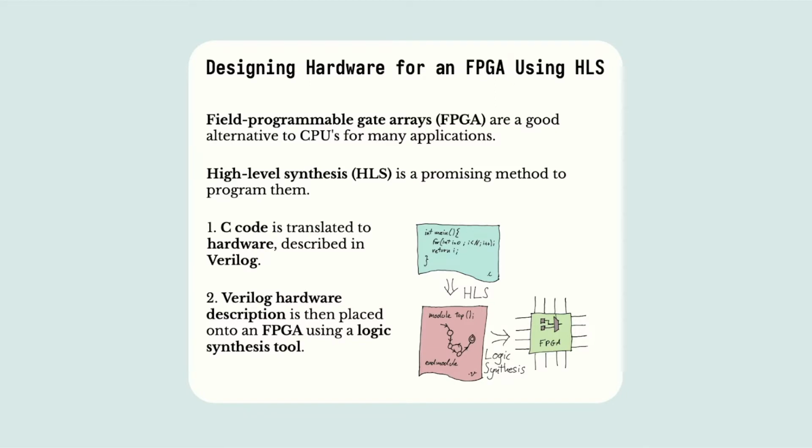Field programmable gate arrays are good alternatives to CPUs for many applications because they can be specialized to the target application. However, they can be quite difficult to program because of this, as they implement the hardware circuits directly. High-level synthesis can help with this by transforming software code into hardware descriptions.